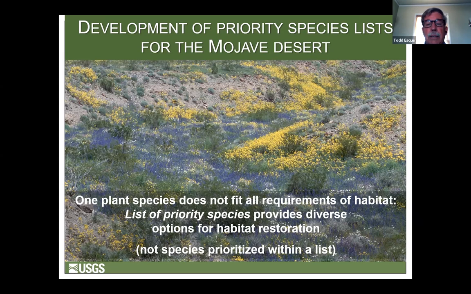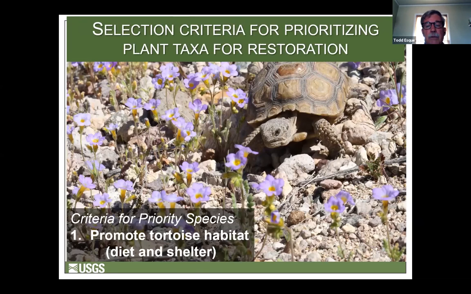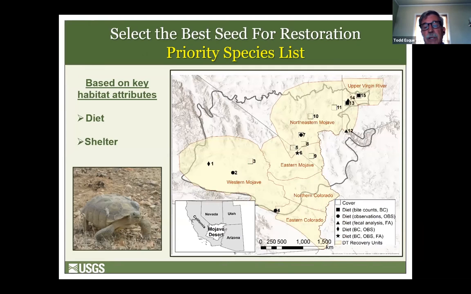So we had five criteria under which plants could be part of the priority species list. And the first one was that it would promote tortoise habitat by increasing those species. It would be better in the habitat for the desert tortoise. As we mentioned, they're widespread.